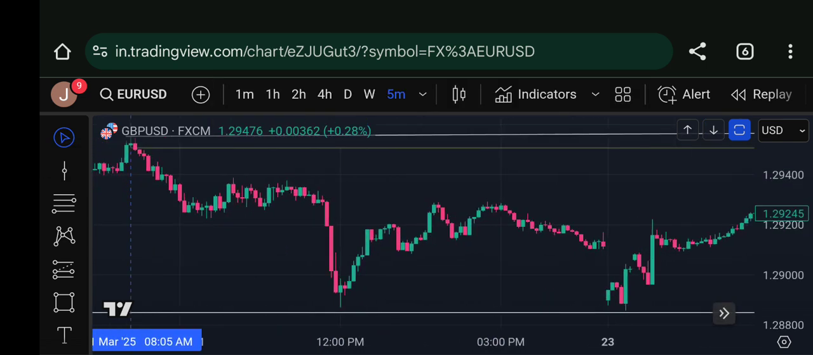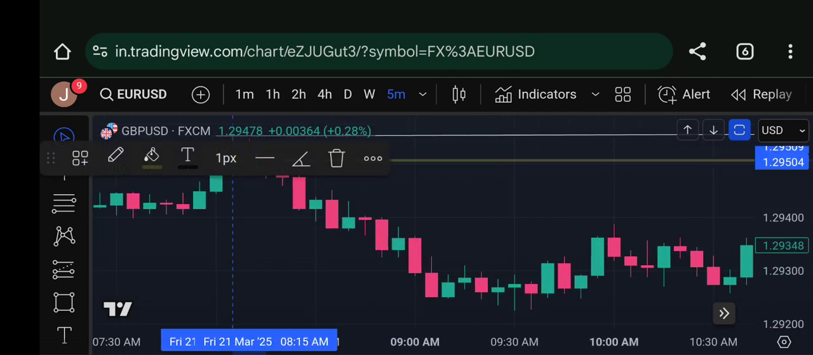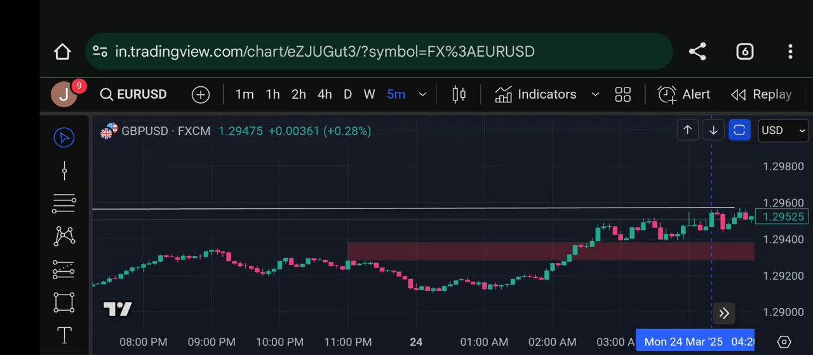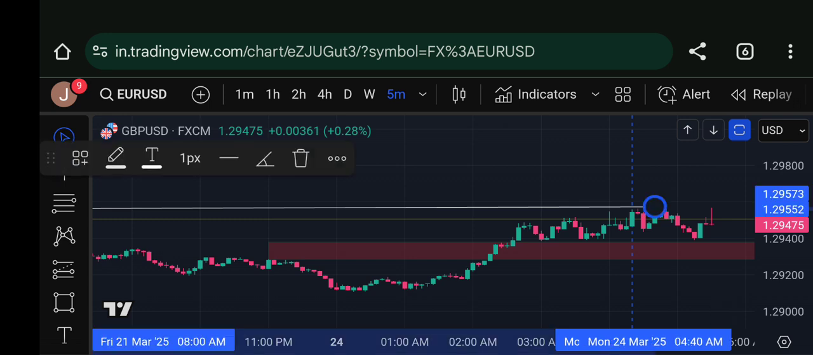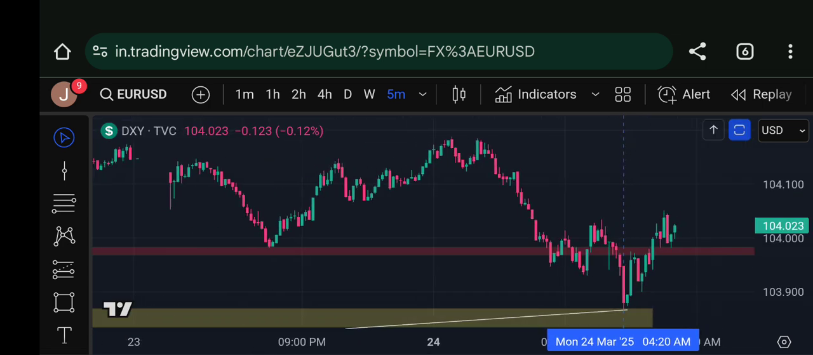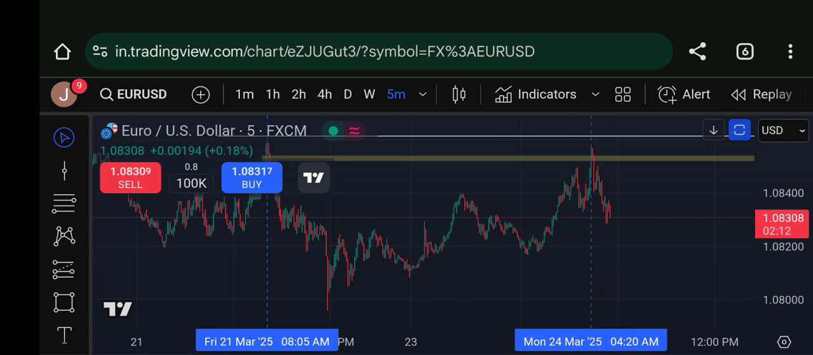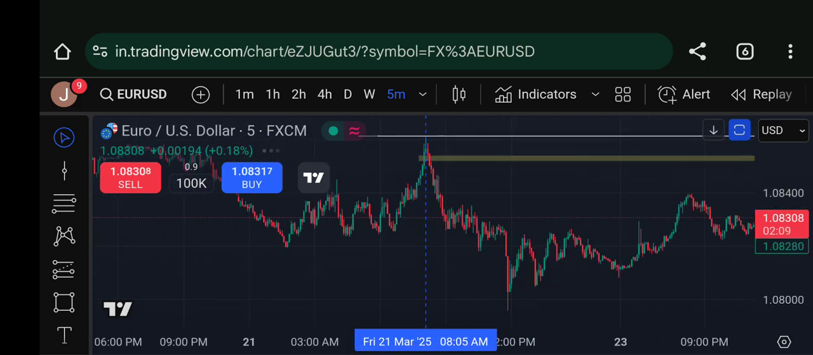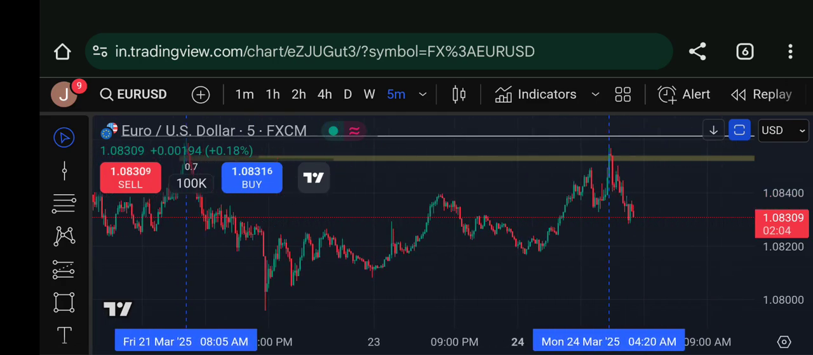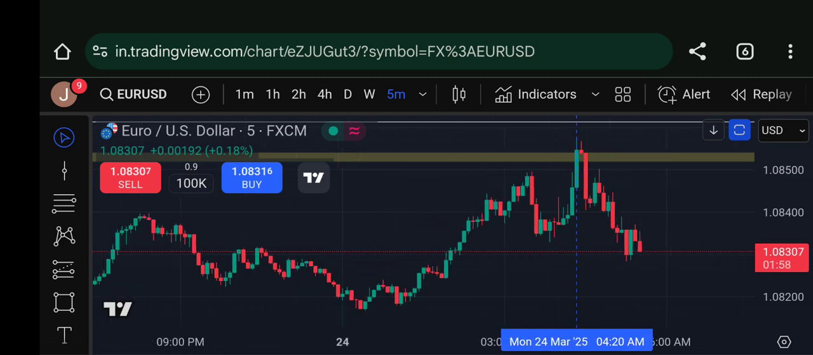Whereas GBP USD disrespected this premium fair value gap. We can see that here, and made a higher high here, guys, by disrespecting this. Whereas DXY respected that same fair value gap here. Also on Euro, which is correlated, we can see that the price respected this fair value gap by not moving higher, guys. So this SMT confirms reversal.